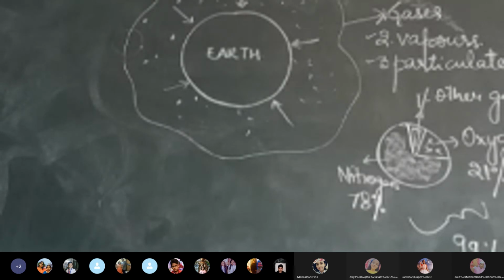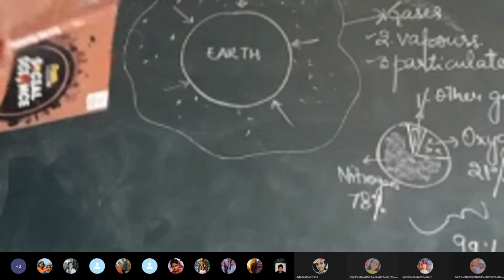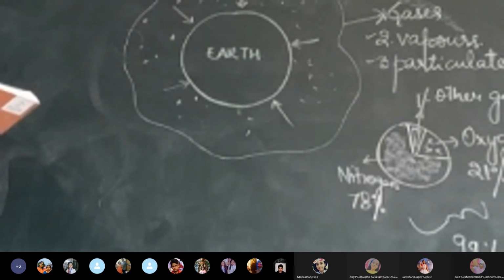The sky appears blue in color. Please underline this: due to selective scattering of solar radiation by dust particles. And we all know that the dust particles are present in every nook and corner. So these dust particles help in scattering the solar radiation, and that is why the sky appears to be blue. Please underline this.